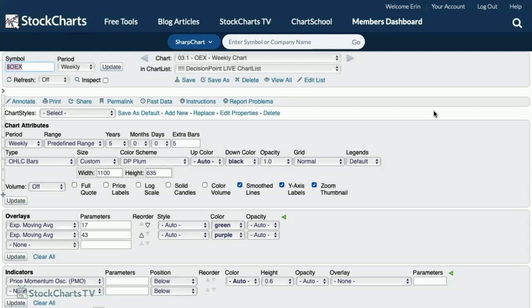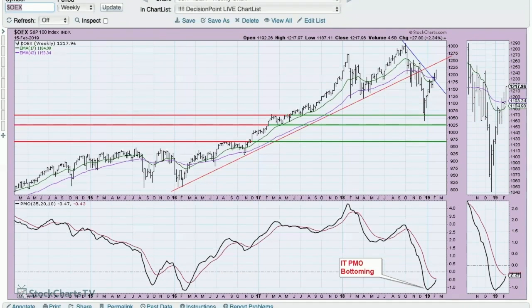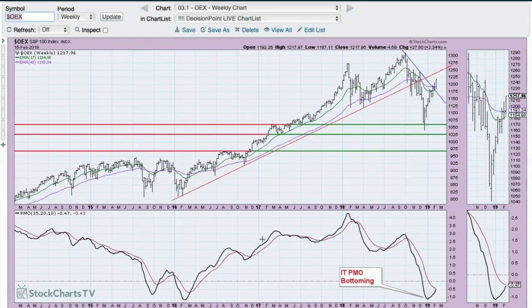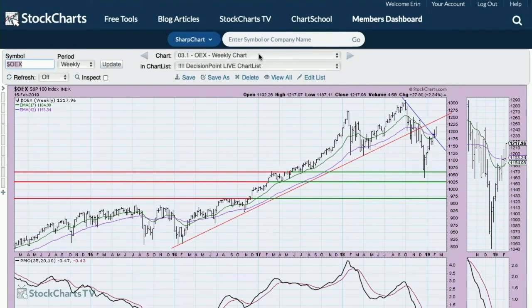Weekly chart for the OEX. Again, we ended up with the declining tops trend line. It was broken. We don't quite have the 17/43 week EMA positive crossover here, but the fact that we're trading above, all week long, this declining tops trend line, I think is bullish. And you can see we're getting ready to have that PMO bottom, and well, we have the bottom. We're going to get the PMO buy signal soon on the OEX.